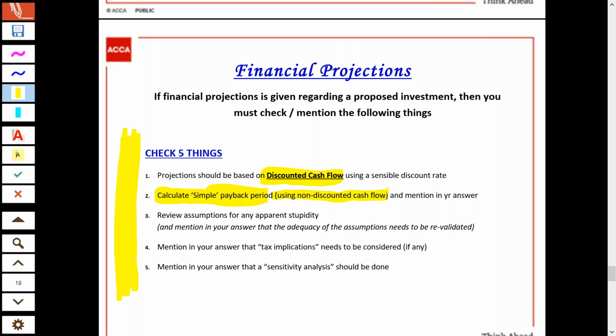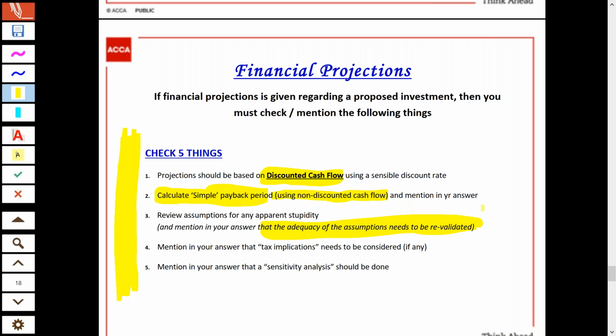The third thing is you review the assumptions for any apparent stupidity. So I just want you to identify one or two stupid things which you, being an intelligent CFO, can pick up. Okay, and if you can't find any stupid assumption or anything which seems abnormal, then you can just write a general sentence that the adequacy of the assumptions needs to be revalidated. So if you can't find any stupid thing, then you just write that all the assumptions behind the calculations should be revalidated or reconfirmed. That's it.